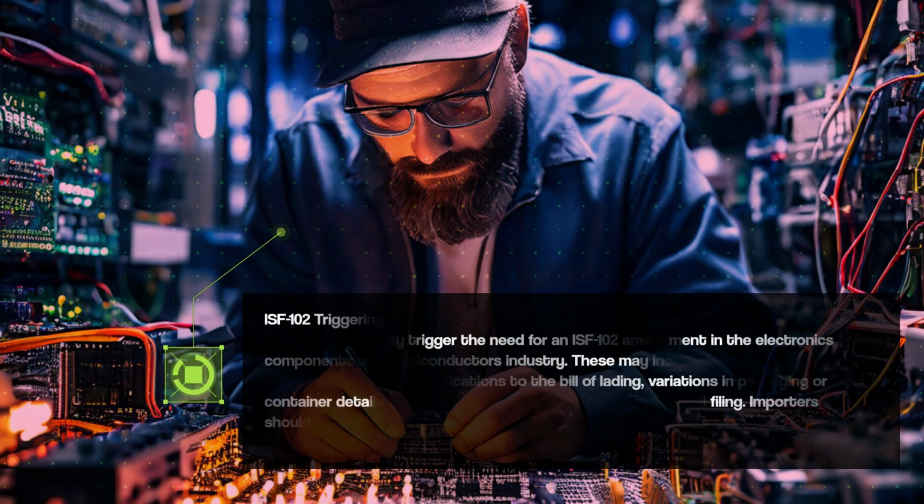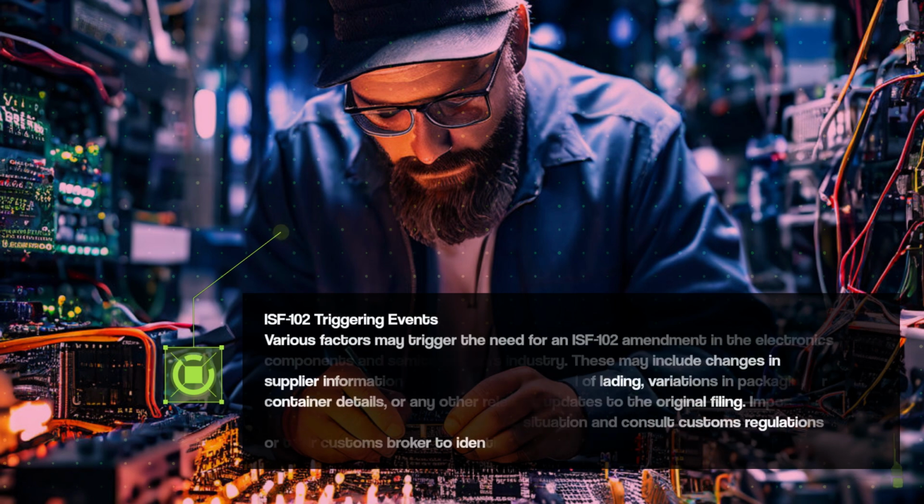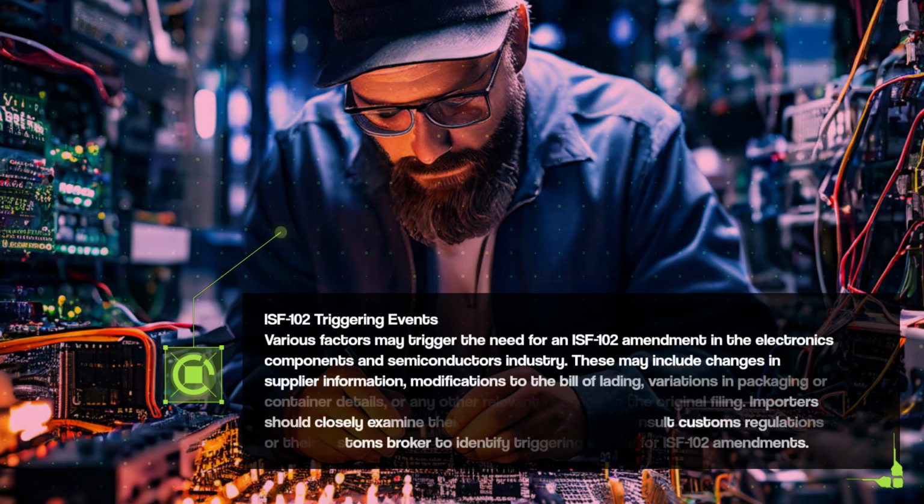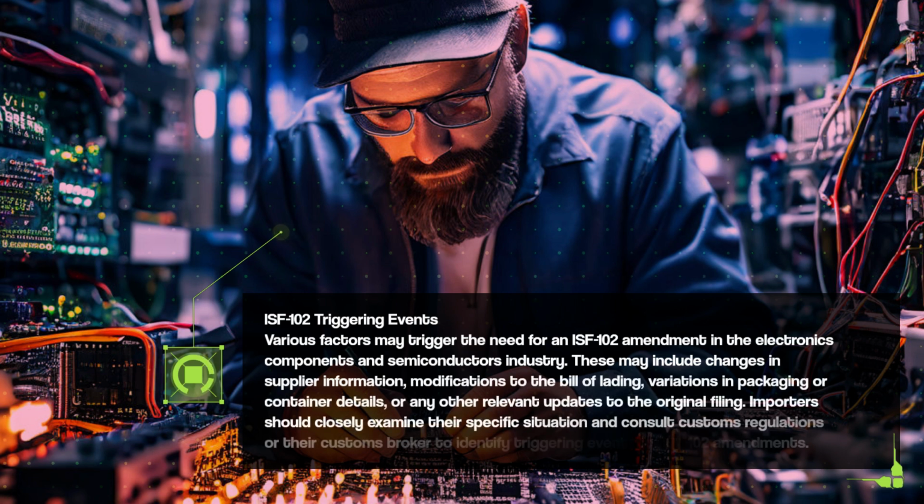ISF 102 triggering events. Various factors may trigger the need for an ISF 102 amendment in the electronics components and semiconductors industry. These may include changes in supplier information, modifications to the bill of lading, variations in packaging or container details, or any other relevant updates to the original filing. Importers should closely examine their specific situation and consult customs regulations or their customs broker to identify triggering events for ISF 102 amendments.